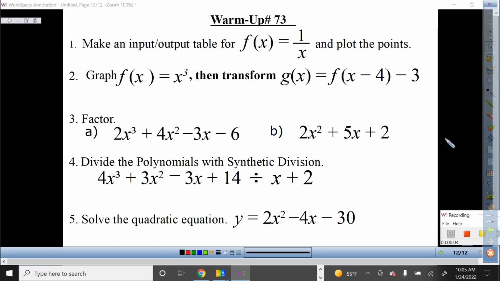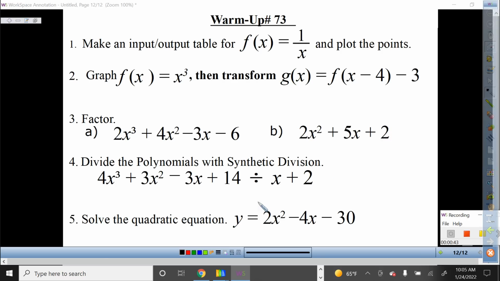Number 2, it says graph f of x equals x cubed. We know how to graph those. And then it says transform according to g of x equals f of x minus 4 minus 3. So by now you should know what to do for that. Number 3, factor. Part A is 2x cubed plus 4x squared minus 3x minus 6. And part B, 2x squared plus 5x plus 2. Do we know how to factor those?